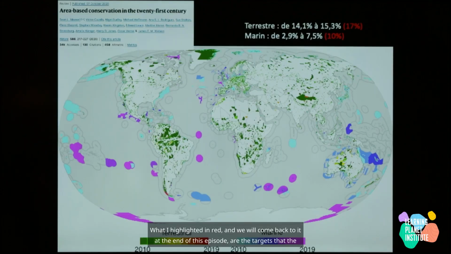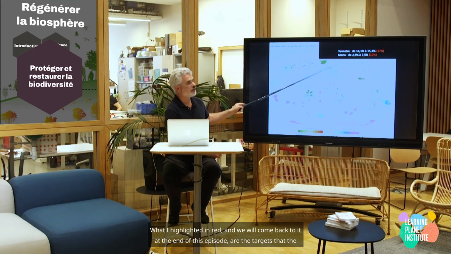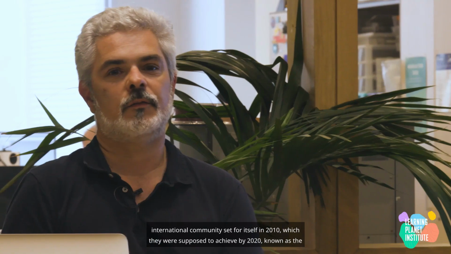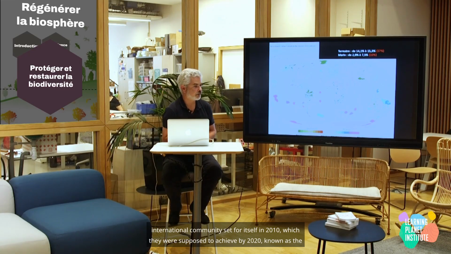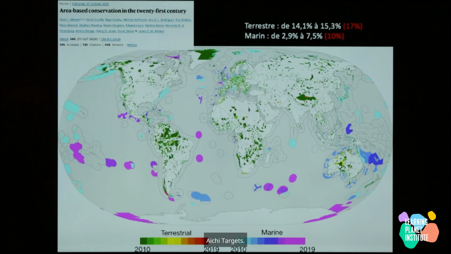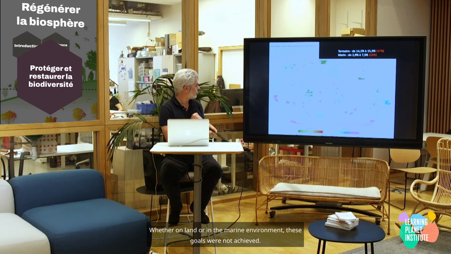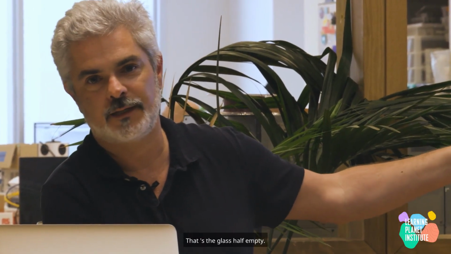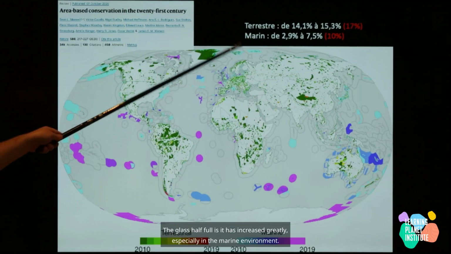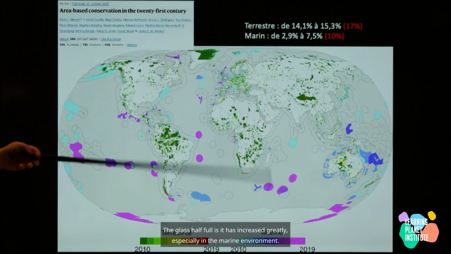What I highlighted in red, and we will come back to it at the end of this episode, are the targets that the international community set for itself in 2010, which they were supposed to achieve by 2020, known as the Aichi targets. What we can see is in both cases it wasn't enough. Whether on land or in the marine environment, these goals were not achieved. That's the glass half empty. The glass half full is it has increased greatly, especially in the marine environment.